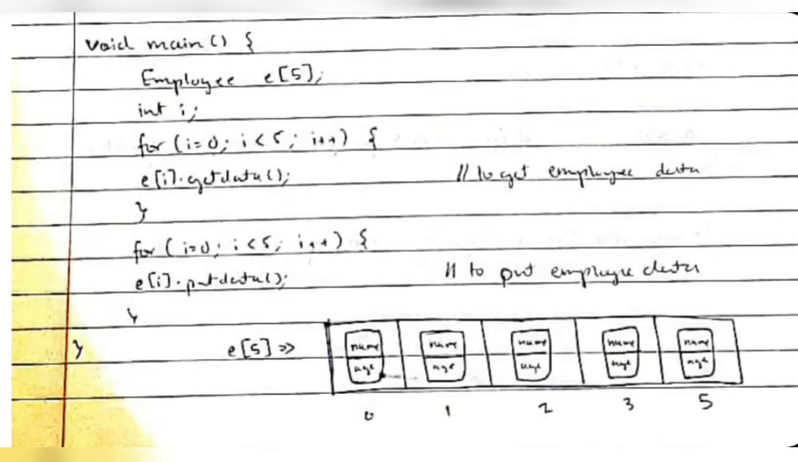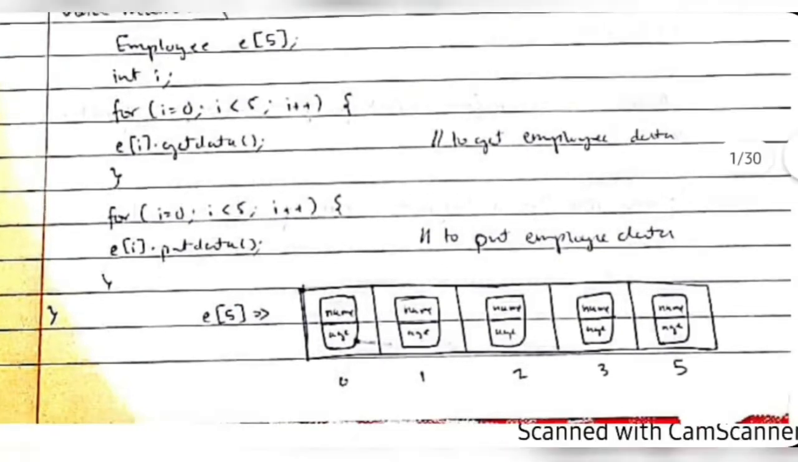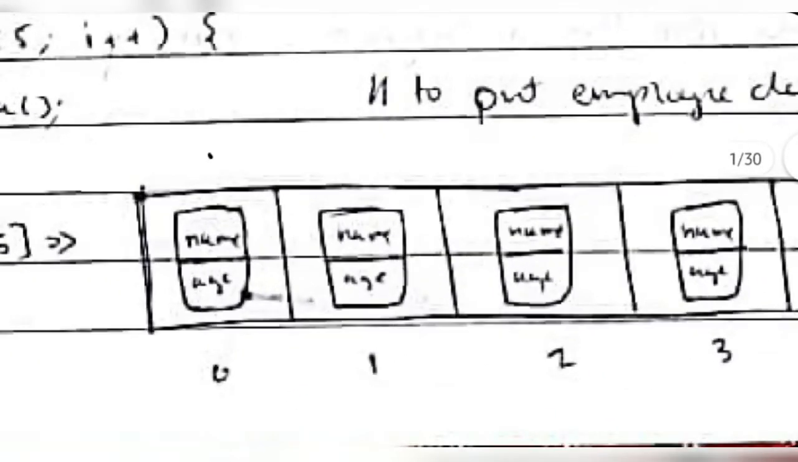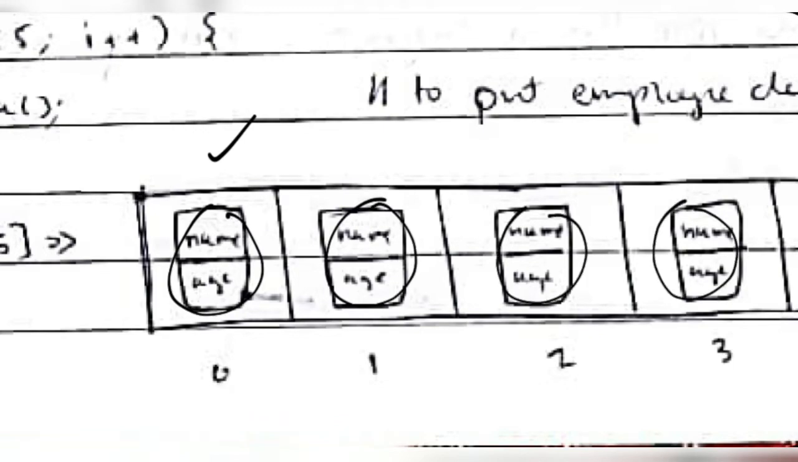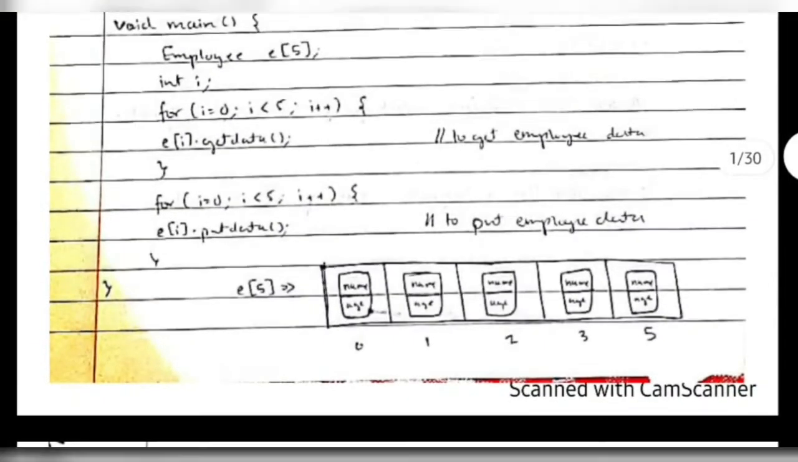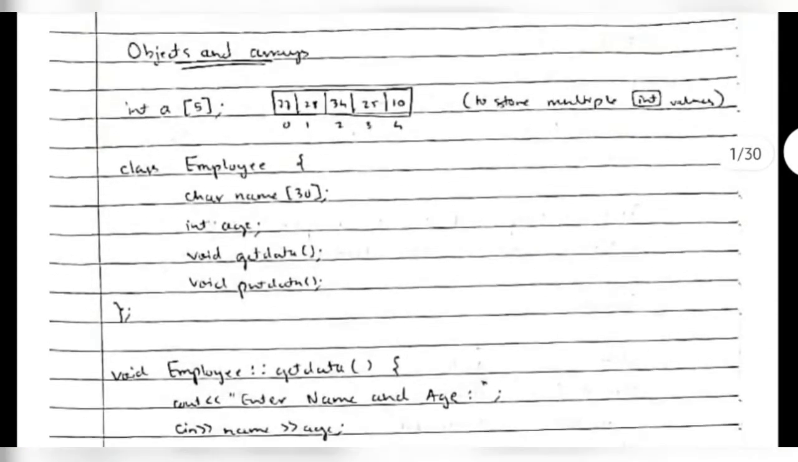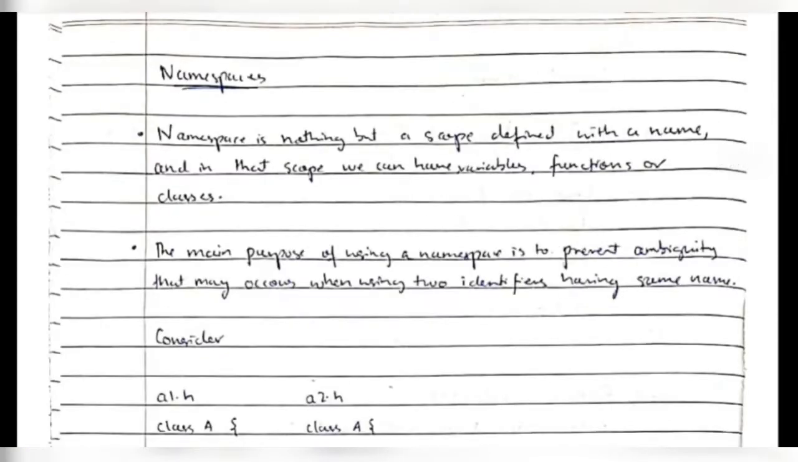objects. See here, I created an array of objects of employee e of 5. So 5 spaces will be created wherein I can store each object. So this array will have the name and age as an object here. The second and third and fourth objects will be stored in the array. So this is nothing but the array of objects. Namespace is nothing but a scope where you can define a code.